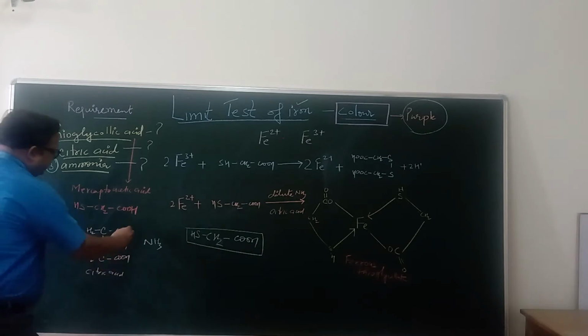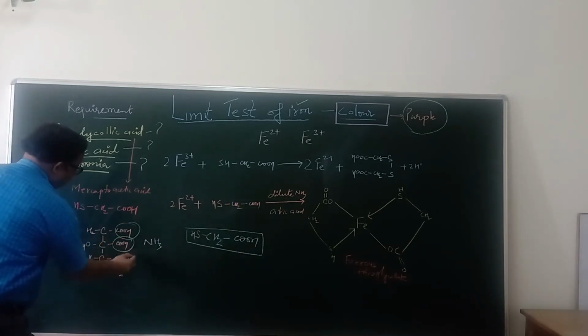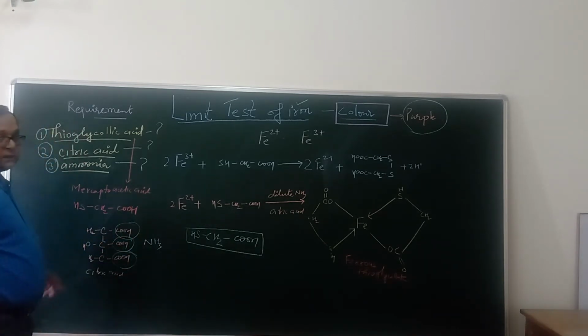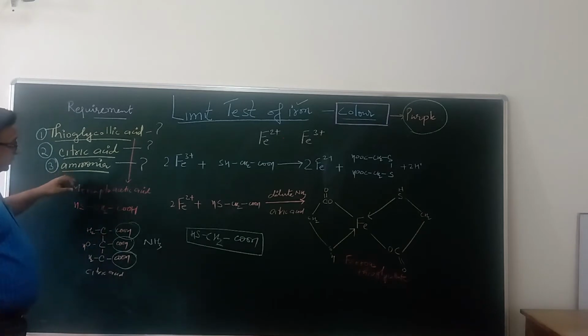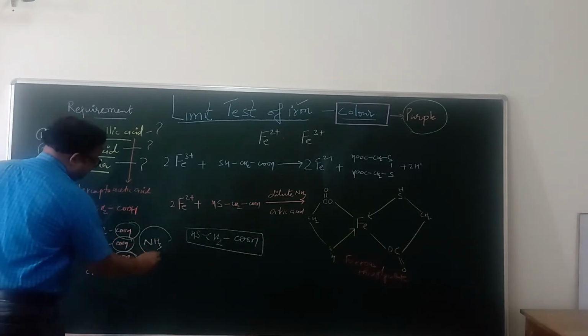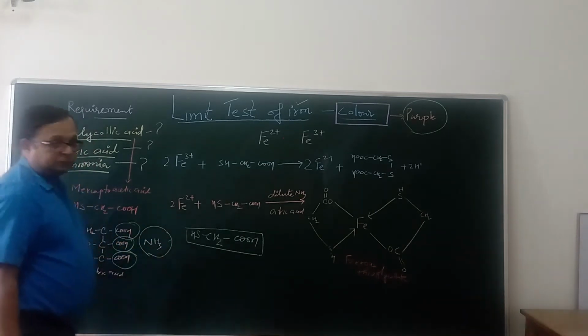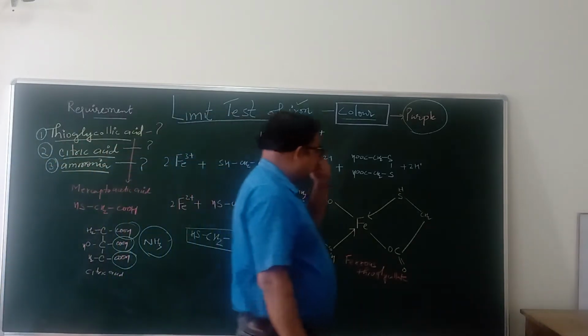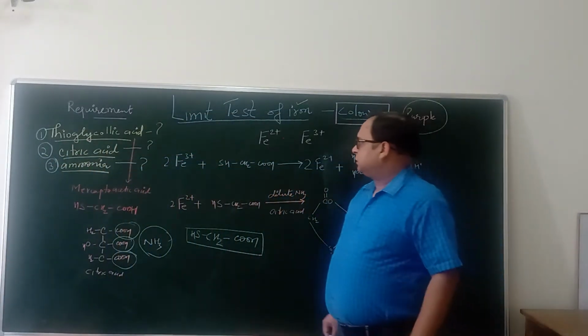Second is the citric acid. It is a tricarboxylic acid. So we will discuss its role, why it is required in the limit test of iron. And third is the ammonia. The structure of ammonia is very easy, NH3. So let's start with the limit test of iron.